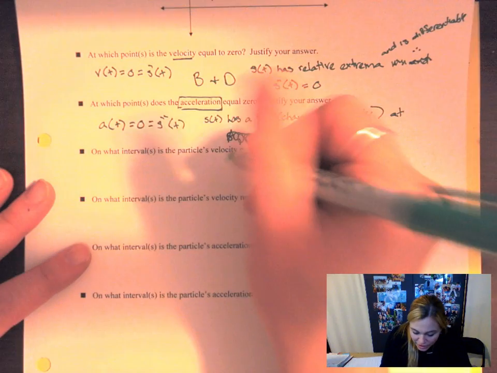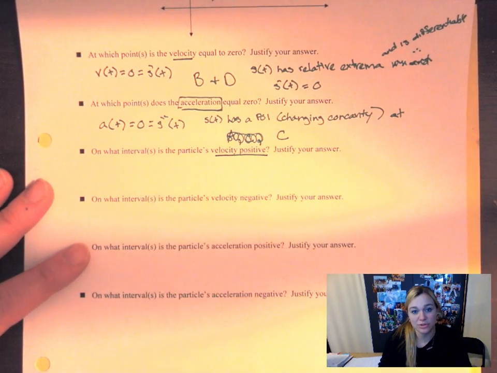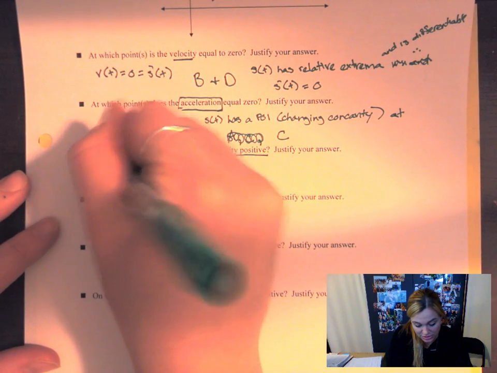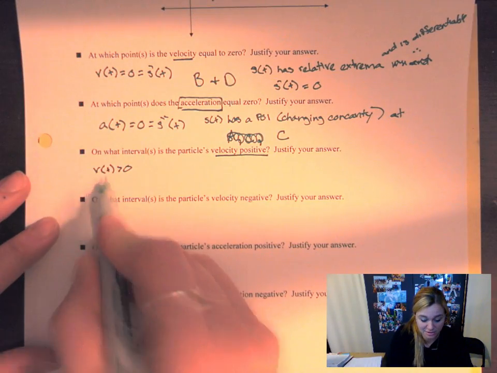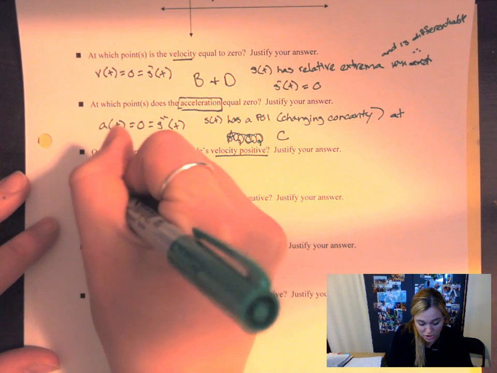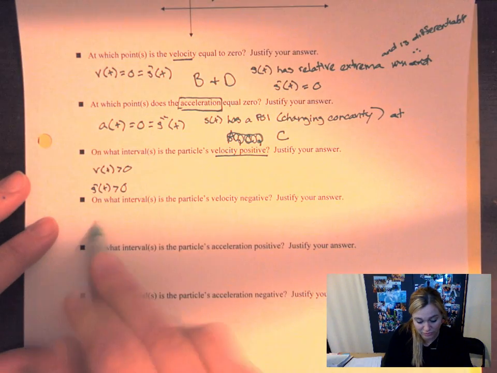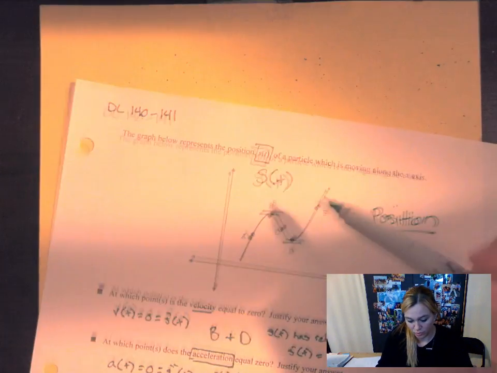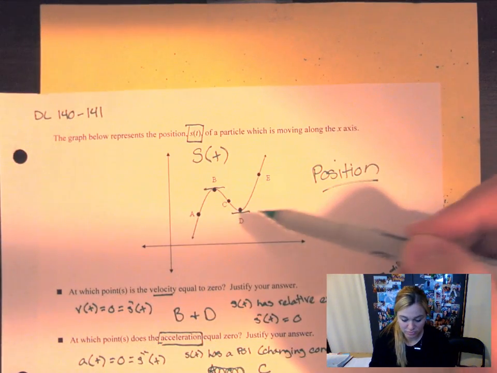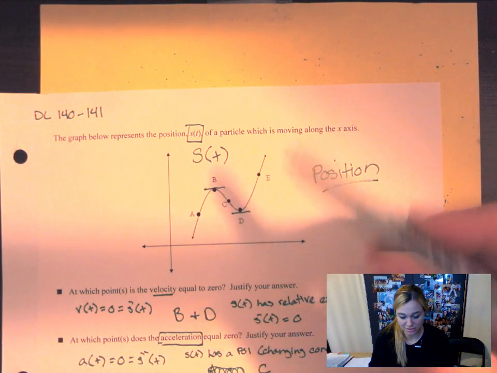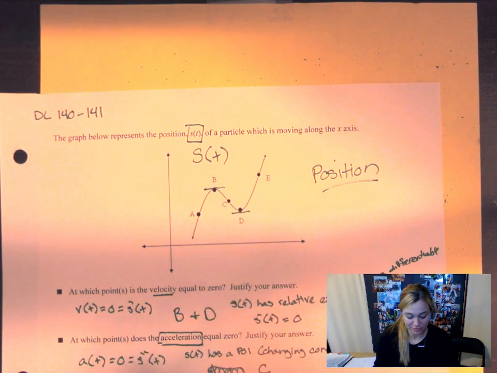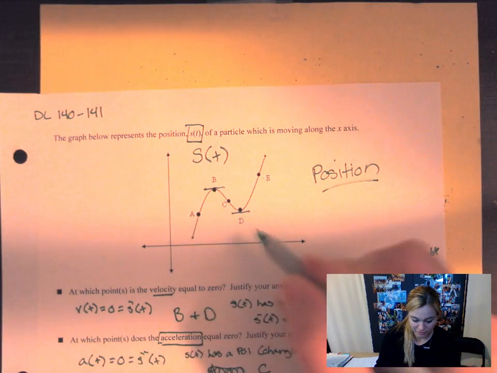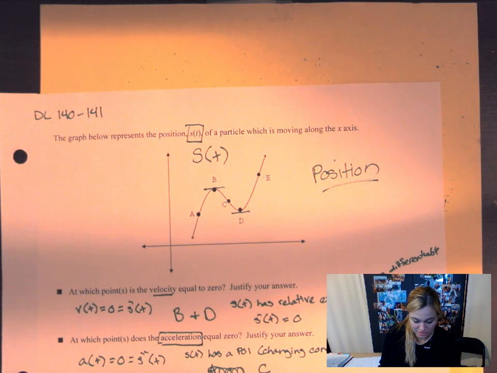Okay, where is velocity positive? So again, don't look at the graph yet. Just think, velocity is greater than 0. What is velocity? S prime of t is greater than 0. So the derivative, the slope of the tangent, is greater than 0. Where is the slope greater than 0? Well, s has to be increasing. So from negative infinity to b, and from d to infinity.